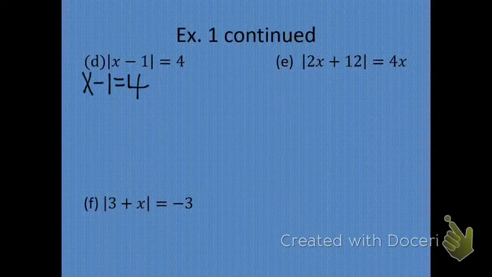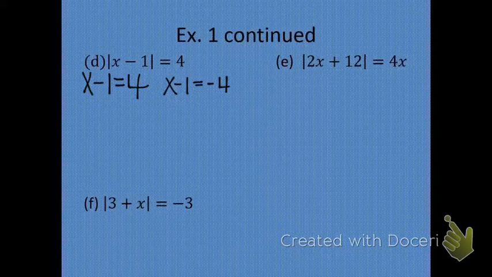For the second equation, we drop the bars. We still have x minus 1, but it equals negative 4 because we must change the sign of the answer. Now, because the left sides of these equations are the same, we can often work the problems at the same time. This is a simple equation.